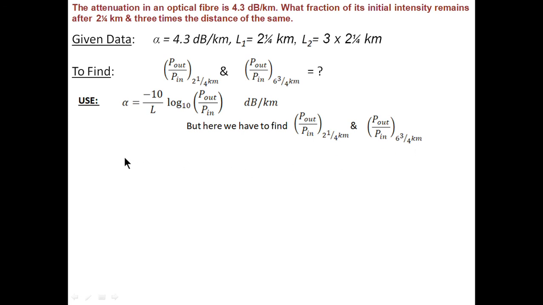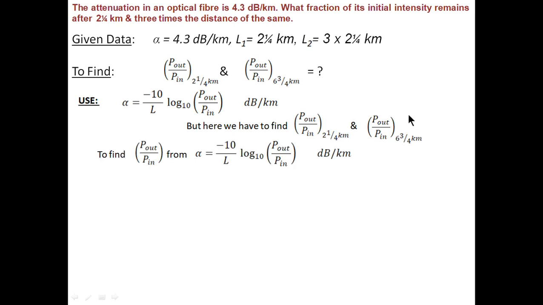Imagine there is a power station where a signal is generated that travels from one point to another point, where there is a receiver station. There is a length of 2/4 kilometer. When you send a signal from here, that is the input power P input. So how much remains after 2/4 kilometer? Because there are always losses in the optical fiber. And then further, after 3 times this length, how much remains? That is how much output power is to be calculated.